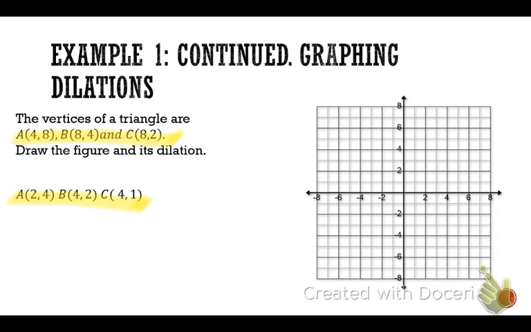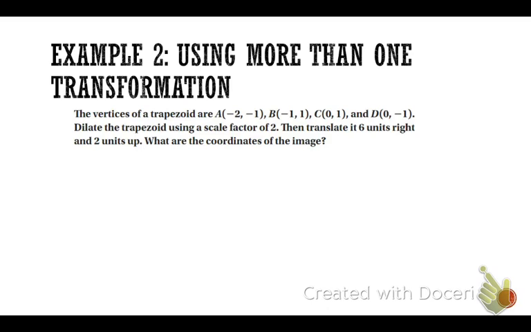Go ahead and plot both of these triangles on your graph. Okay, does your original figure look like this? Yes. Okay, does your image look like this? Yes. All right, okay, so there you go. All right, same shape, different size, dilation. Okay, last slide. Using more than one transformation.